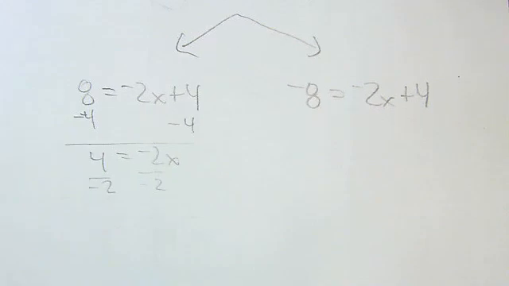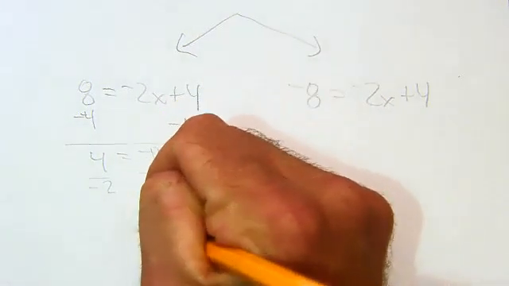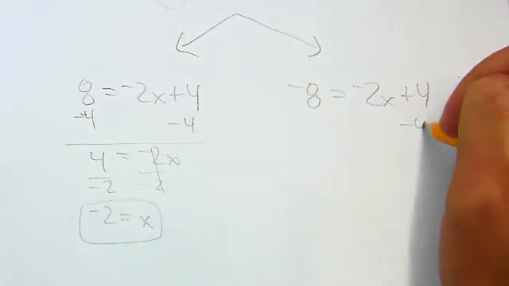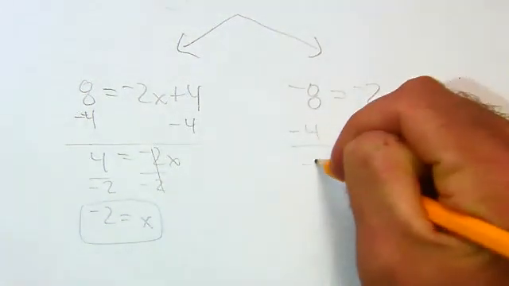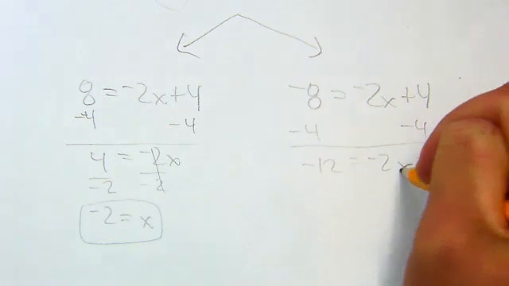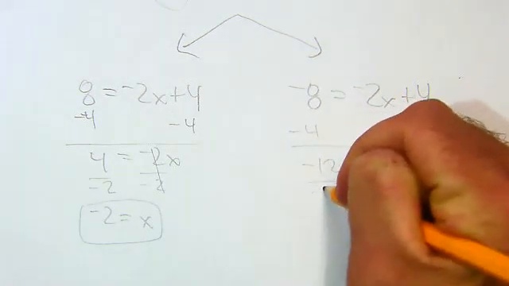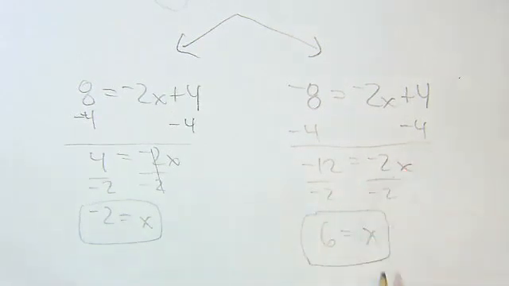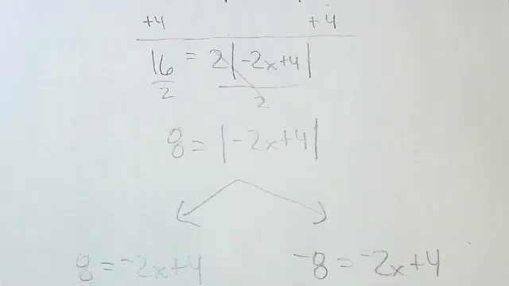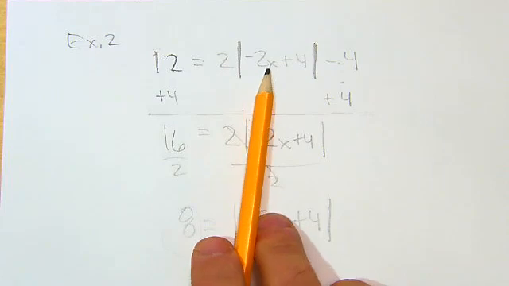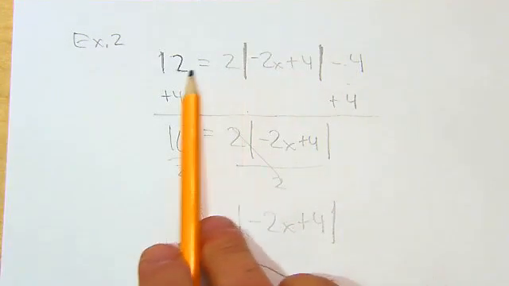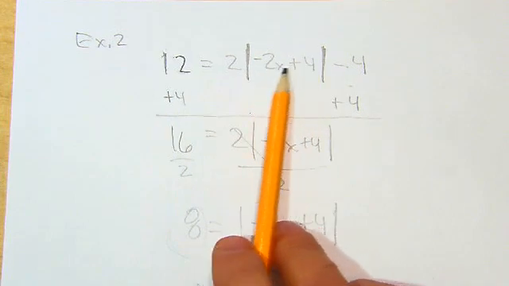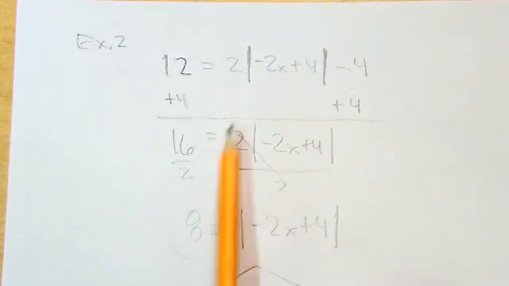Getting down to x equals -2. And then over here, -12 equals -2x. X equals 6, it looks like. Okay, and same deal, if I plugged in -2 or 6 here and worked it all out, it should come out to 12. So there's 2 different answers because of the absolute value.